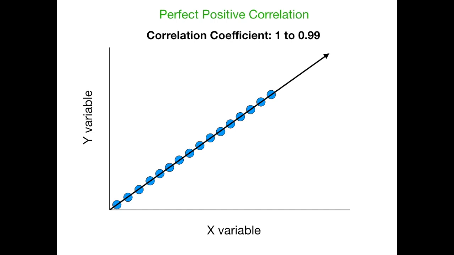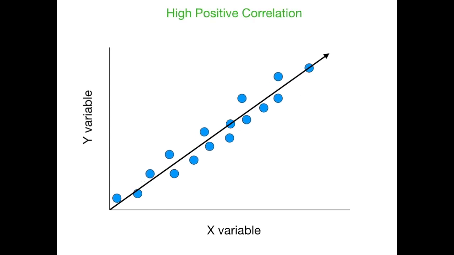Essentially, the plotted points follow the slope of the line almost 99 to 100%. They're very tight on that line. So that would be a perfect positive correlation. Let's look at a high positive correlation. The range that I'm going to set for this one is 0.98 to 0.8. So think of it like 80% to 98% follows this line.